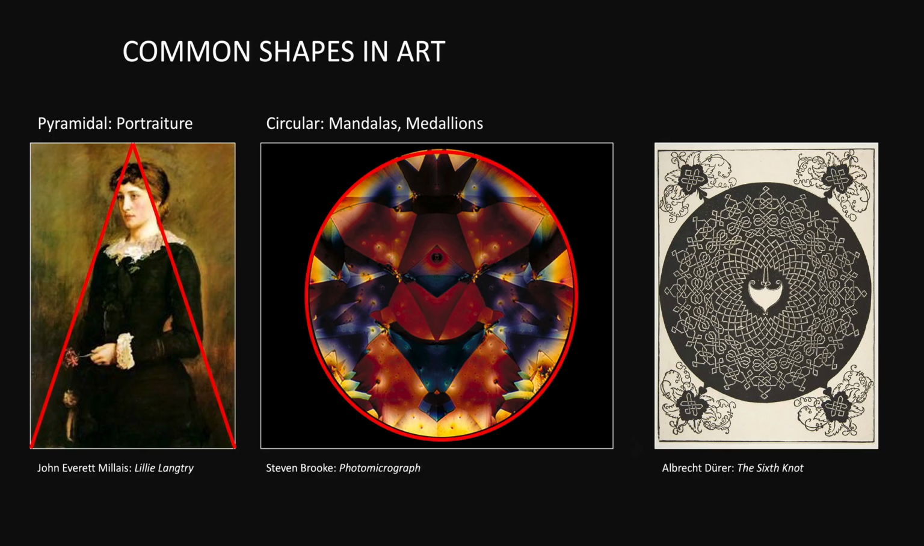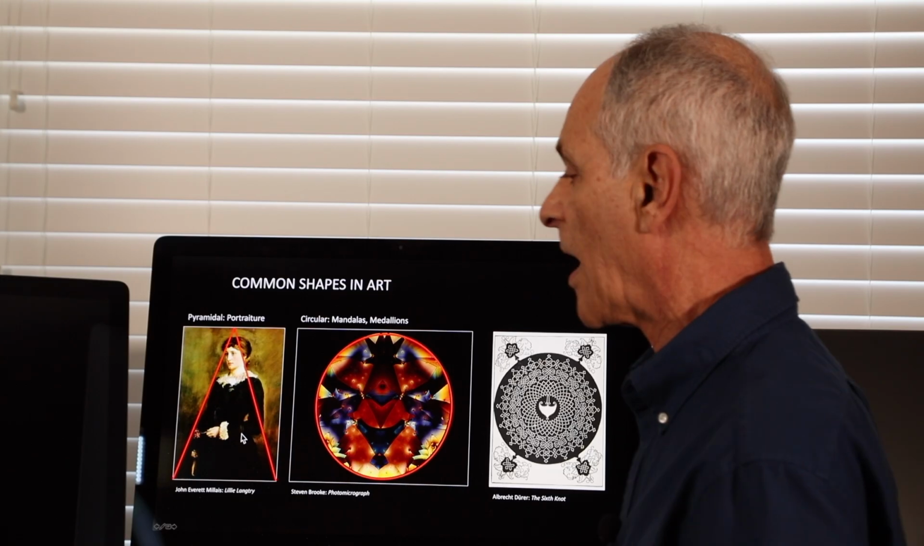So there are common shapes in the history of art. Two in particular, the pyramidal shape, which is used for portraiture. Here's John Millais's Lily Langtry. And if you look at Raphael's Madonnas, you'll see that almost all of these fall into a pyramidal shape, a shape that an artist will lay out ahead of time and then construct the image within that.